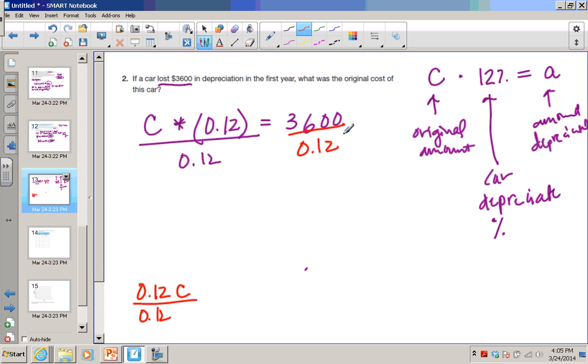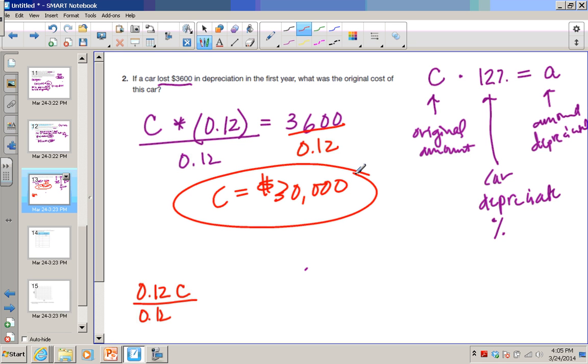Okay, you have to do that on both sides. And 3,600 divided by 0.12 gives me 30,000. So the car would have originally been priced at $30,000.